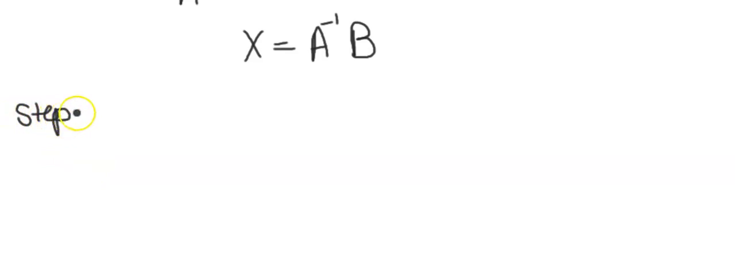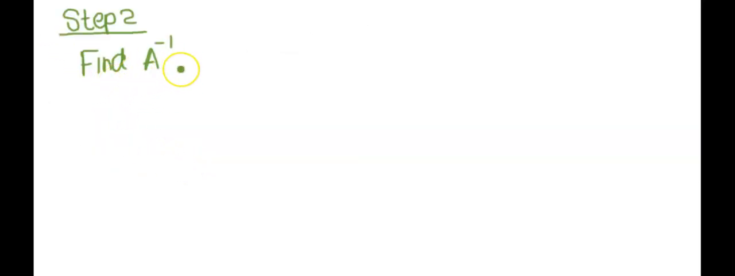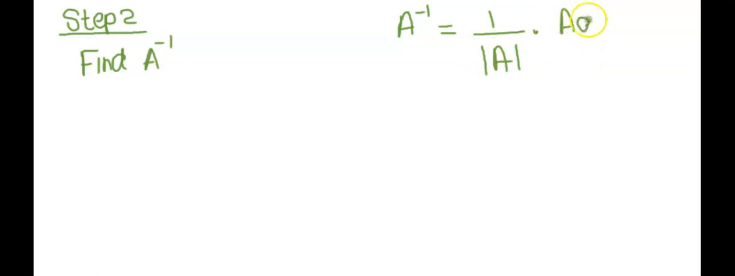That will be my step 2. Step 1, convert into that form. Now you need to find the A inverse. A inverse also has a formula. Now step 2, we find the A inverse. And we have a formula for A inverse. I'm just going to write the formula here. A inverse is 1 over A determinant, times the adjoint or adjugate of A.